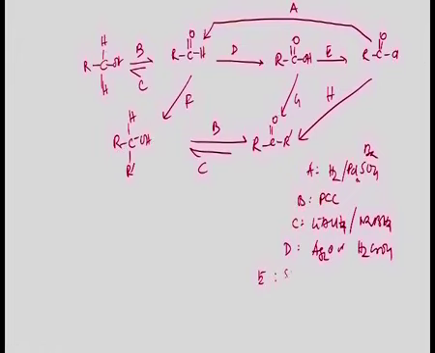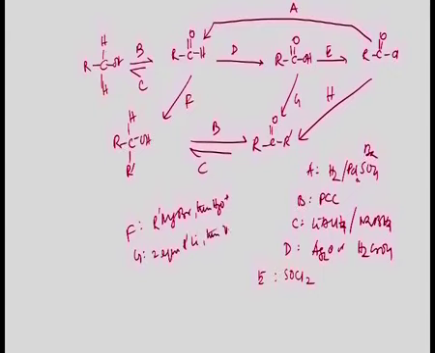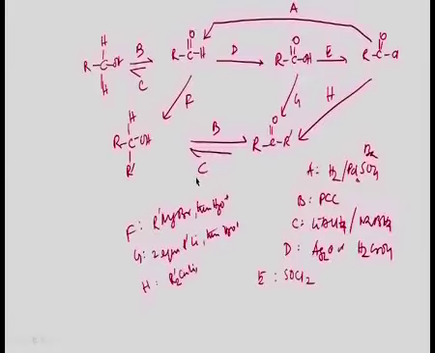E will be SOCl2, acid chloride you can write. F will be R-MgBr, then acidic workup. What will be G? G will be 2 equivalents R-Li, then H3O+. And what will be the H? H you can put cuprate or cadmium. So cuprate is the most popular.